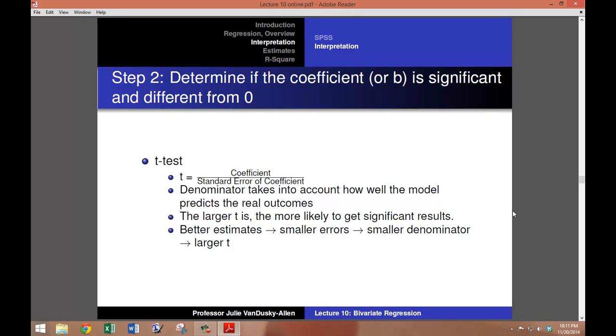If it predicts well, the standard error is small. If it predicts poorly, then the standard error is larger. Now recall that in a t-test, you want to calculate a large t-statistic because it means that the t-statistic is greater than or less than the t-value you get from the t-table in your textbook, and that indicates a significant relationship. The way to get a larger t-statistic in this equation is to get a model that generates good estimates, which leads to a smaller error, which leads to a smaller denominator, which leads to a larger t-statistic.